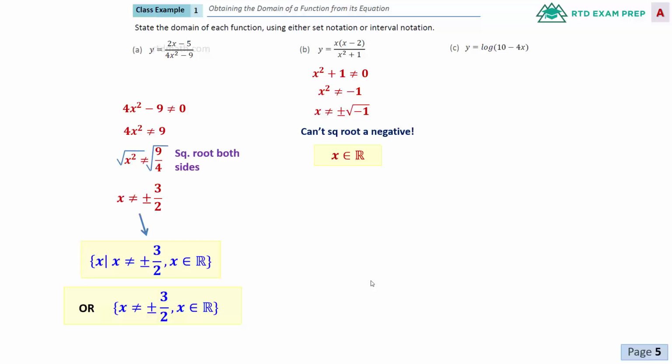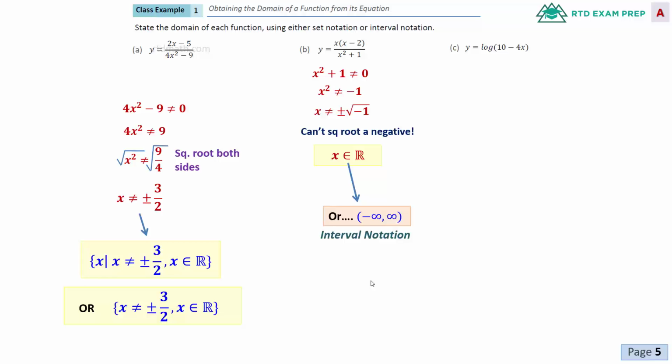Another way to think of this, x squared, well, whether x is positive or negative, that's always going to turn out to be a positive number unless it's 0. And when you add 0 or a positive number to positive 1, it's going to be at least positive 1, meaning you cannot make that denominator 0. So for that reason, no restrictions, all real numbers.